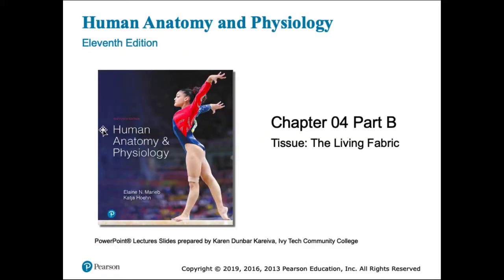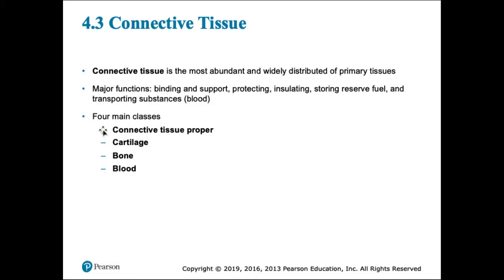So the second part of this, we're going to talk about connective tissue. That was epithelial tissue, but connective tissue is the most abundant, widely distributed of the primary tissues. Typically its major functions are binding and support, protecting, insulating, storing fuel, and transporting substances like blood. So there are four main classes of connective tissue. You have connective tissue proper, cartilage, bone, and blood.